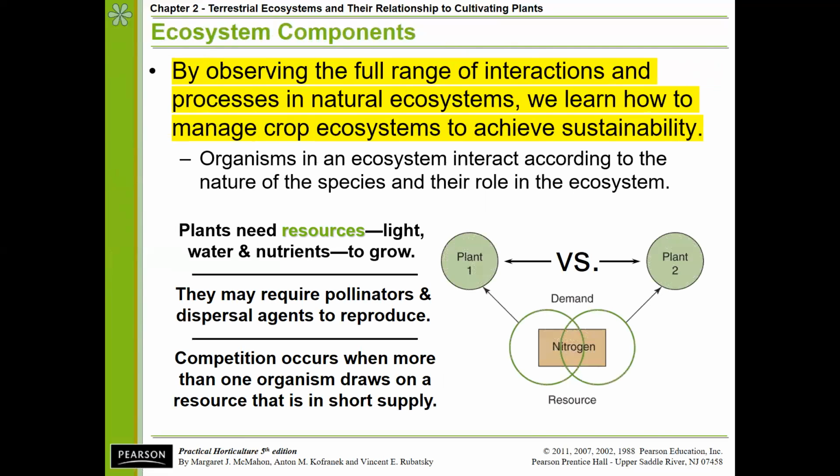Also looking at the whole issue of natural ecosystems, some of our crop production in the future is seeking to emulate natural ecosystems in order to achieve sustainability. So by observing the full range of interactions and processes in natural ecosystems, we can try to manage our own crop or agroecosystems better.